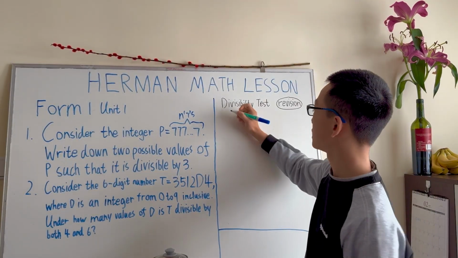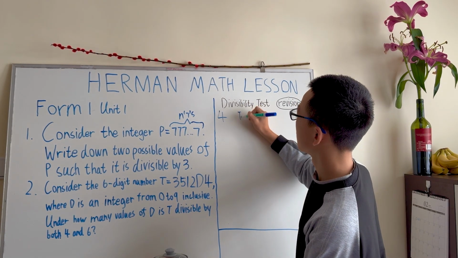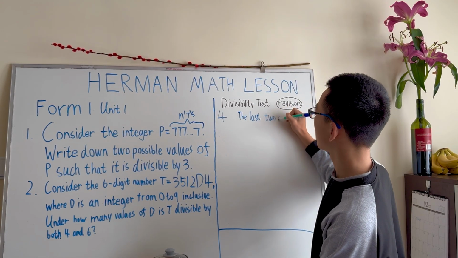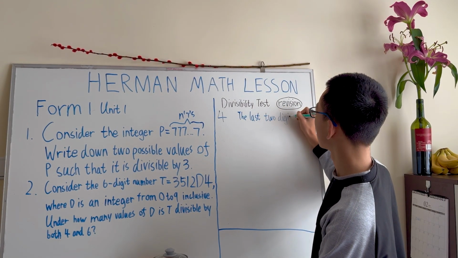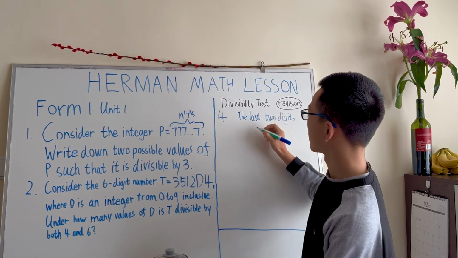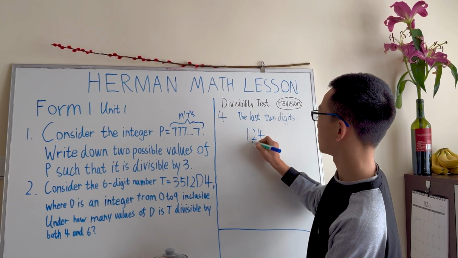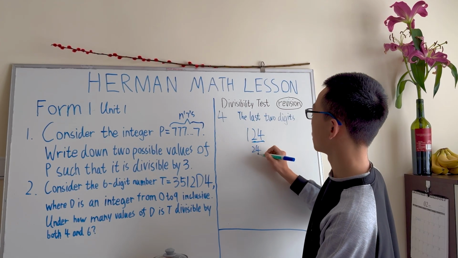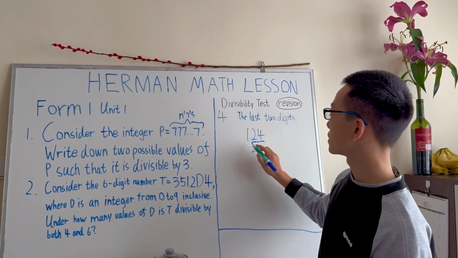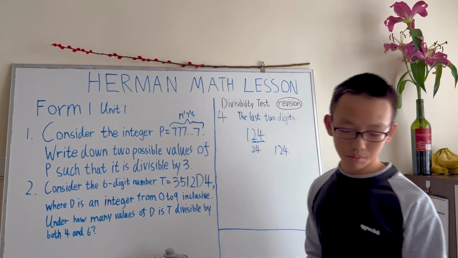The divisibility test of 4 is looking at the last two digits of the number. Like 124. We look at the last 2 digits. It is 24, and we know that 24 is divisible by 4. So 124 is divisible by 4, and it is a multiple of 4.